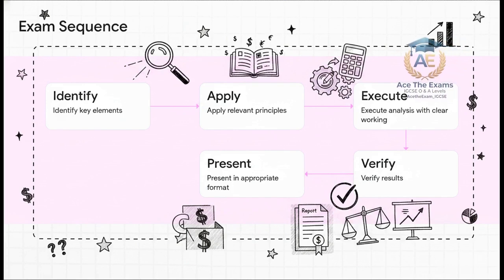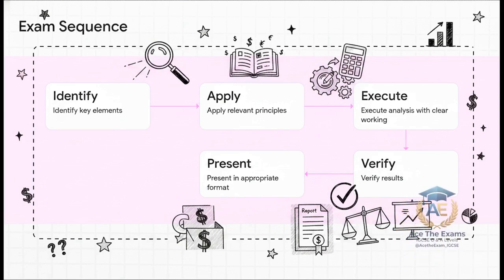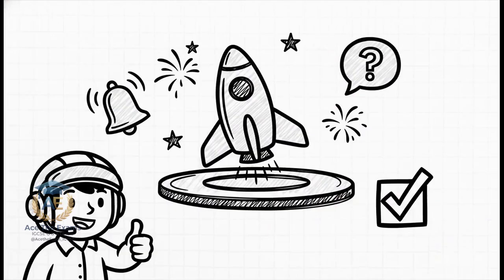3. Execute your analysis with perfectly clear workings for all of your schedules. 4. Verify your results. Ask yourself, does that closing cash figure actually make logical sense? And 5. Present everything in the appropriate strict format. If you follow this standardized sequence, your master budget, from the initial sales forecasts all the way down to the final statement of financial position, will balance flawlessly. Touchdown confirmed! You have navigated the master budget framework with absolute precision.